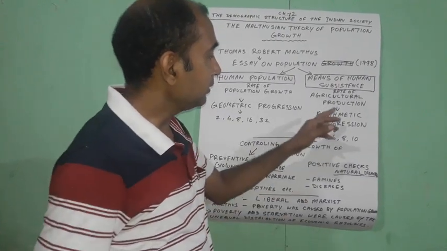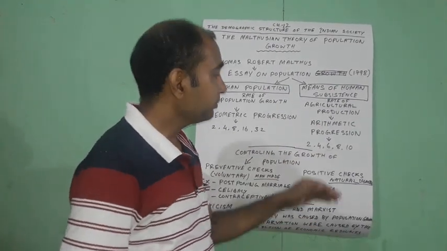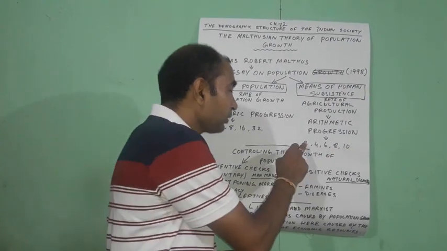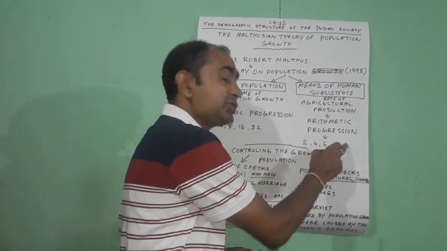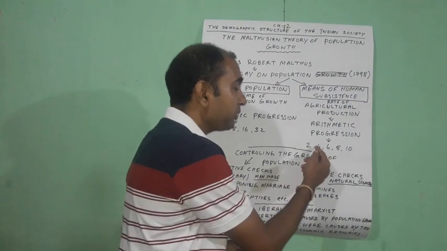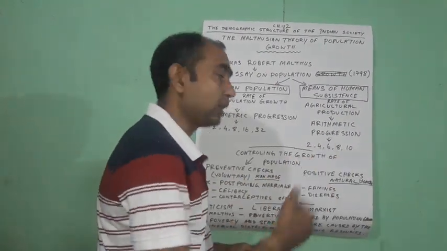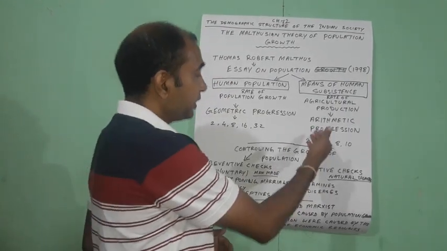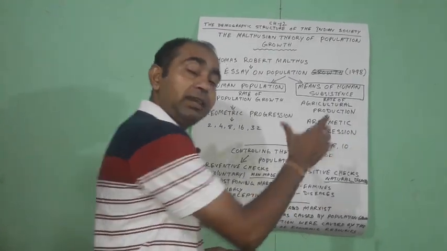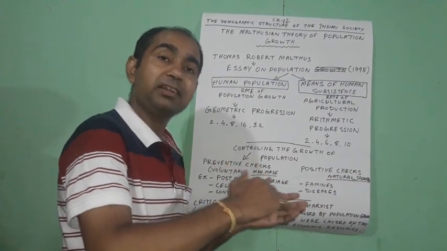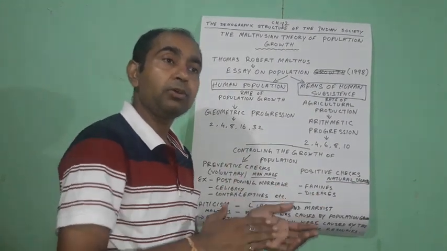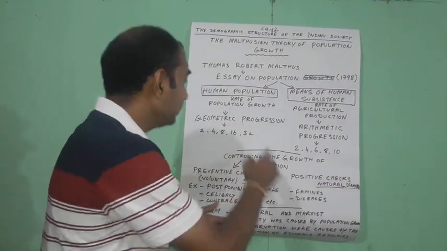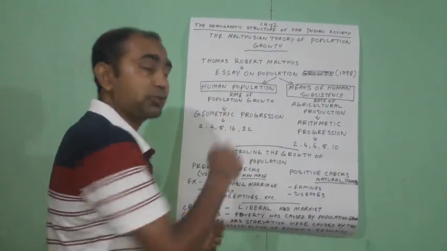Whereas the agricultural production grows in arithmetic progression, where we can find 2, 4, 6, 8, 10. That means everywhere you can see just an increase of 2. So we can see here that the rate of this agricultural production is slower than the rate of population growth.